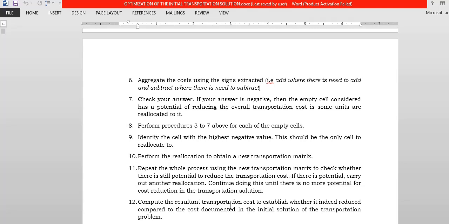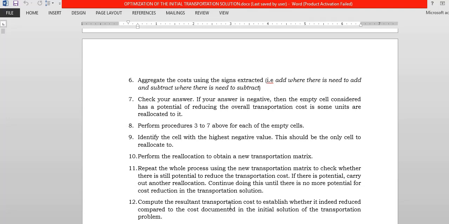And after you've done that, of course, you reallocate the units of transport to the new cells that you have identified with the negative results in terms of assessment of the costs. So after reallocation, again, you test to check whether the new reallocation you have just done is actually the optimum or not. In the case you find another negative answer, that's room for further reduction in cost, so you should do another reallocation.